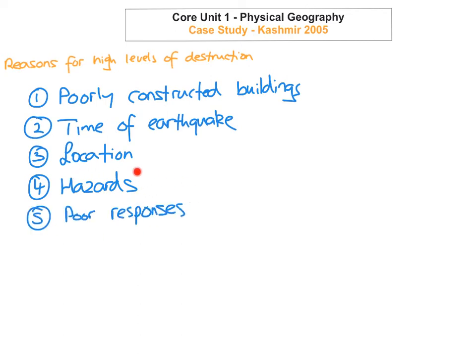The fifth reason for the high levels of destruction was the really poor response from Pakistan. Though they did try, there were a lot of efforts made, and lots of people did try to help out, their plan and their ability to respond to the situation wasn't good enough.